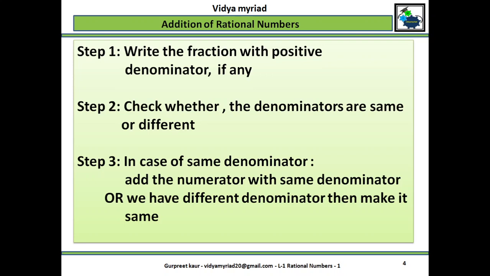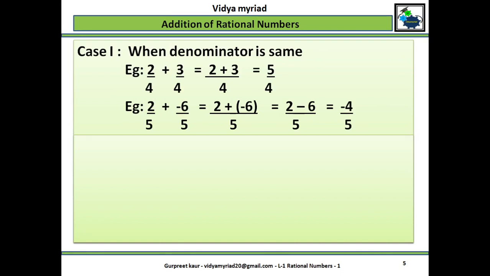Step number 2, check whether the denominators are the same or different. In case your denominator is the same, it is simple to add. You will simply add the numerators, writing the same denominator. Or if the denominator is not the same, I will try to make it the same. Let us do it with the help of some examples. Case number 1: when the denominator is the same. Now look at example number 1, 2 upon 4 plus 3 upon 4. Now 4 is my same denominator, so I can simply add the numerators 2 plus 3. Your answer comes to 5 upon 4.